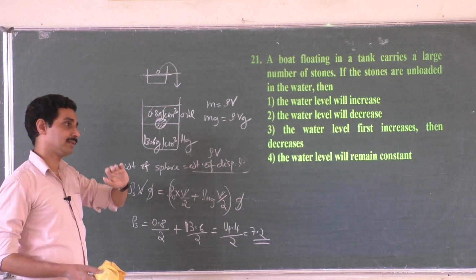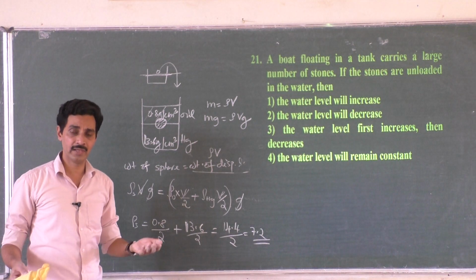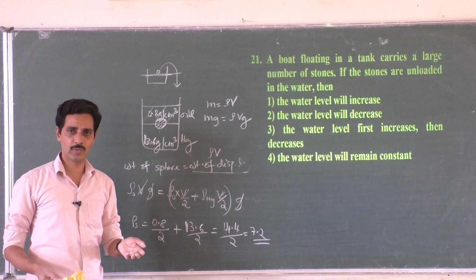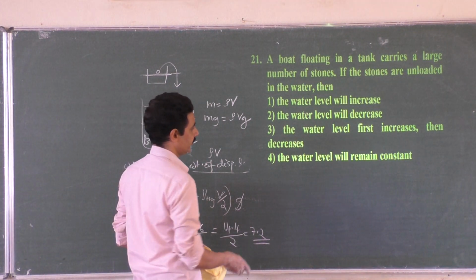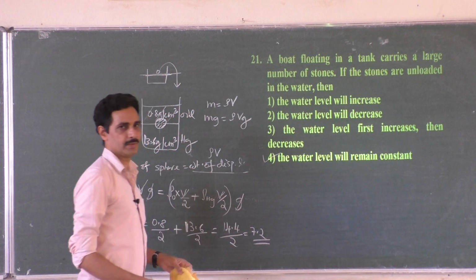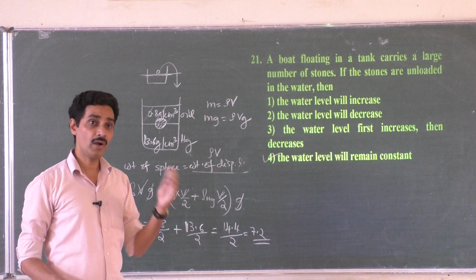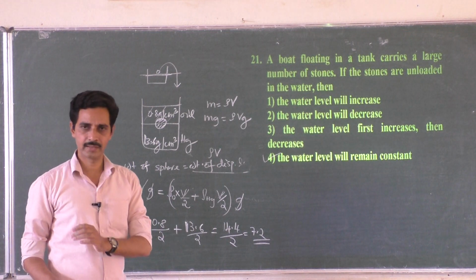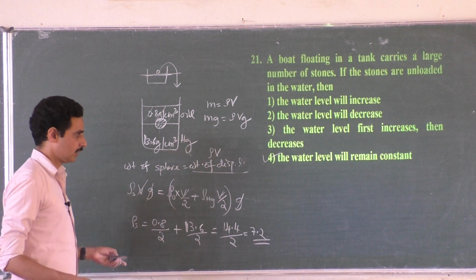Last time they were floating in the boat, so they were displacing an equal weight of water, and now they are inside water, so they will displace equal volume of water. So nothing will happen to the water level. Water level will remain constant. Nothing will happen to them. Last time they were on the boat, now they are inside water. Floating on the boat is equivalent to keeping it inside. No problem. The water level will remain constant.